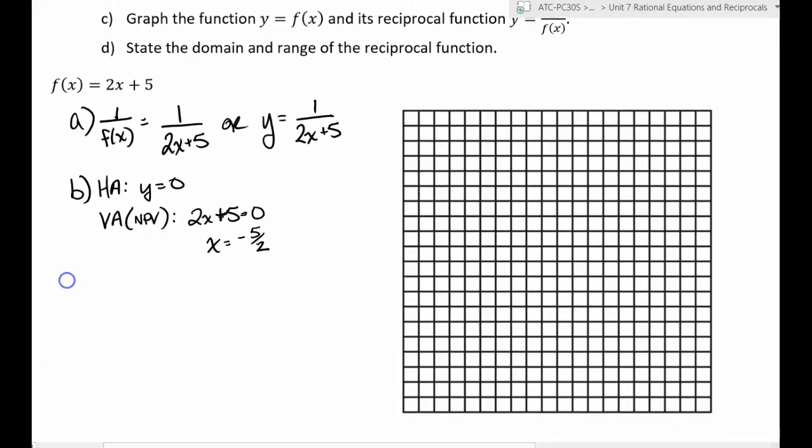C, graph them both. Okay, so I know that I've got a critical point here where I'm going to have a vertical asymptote. I also know that for my original function, because it is linear, this is my y-intercept and this is my slope, because it is in y equals mx plus b form. Okay, so I've got some values to work with. I'm not going to be going a whole lot negative here, so I'm going to maybe put my x-axis a little bit lower down.